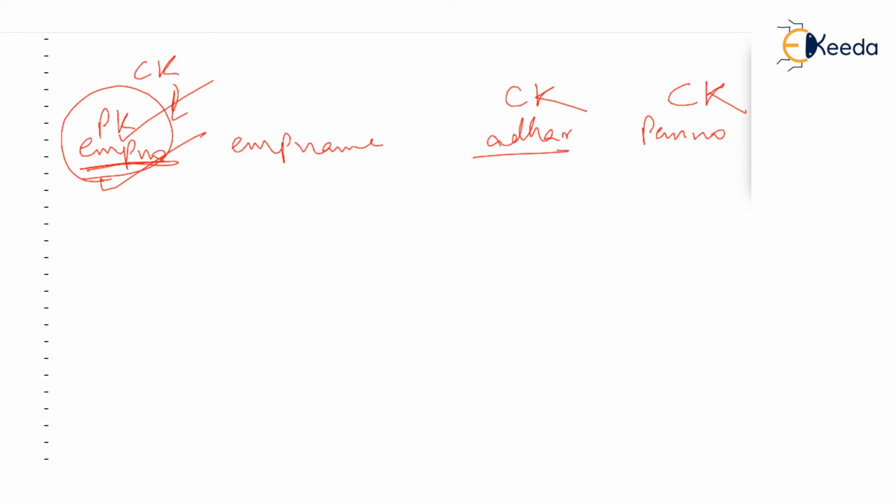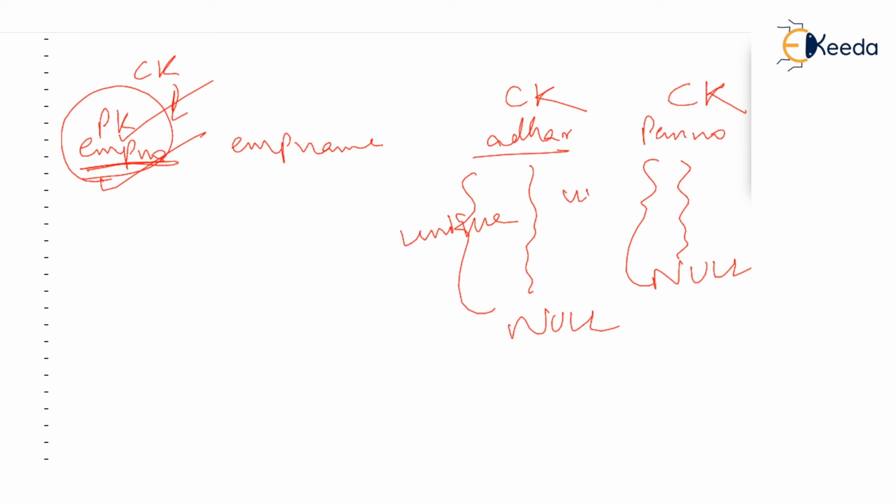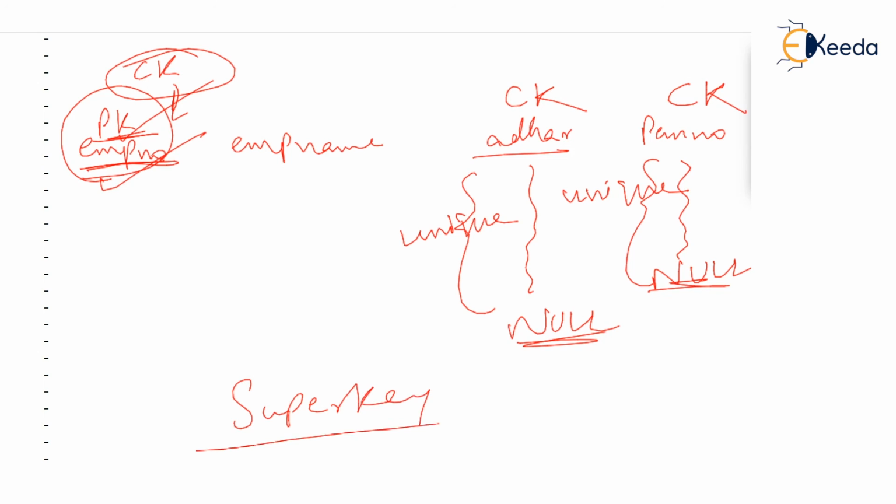But the problem with Aadhaar number is that it can be null. Problem with PAN card is it can be null. Both will be unique. Remember, both will have distinct values, but they can be null. So we have 3 candidate keys in this table. Primary key is also termed as candidate key. Don't forget that. In the next video, we will see what you mean by super key. Very interesting concept which is related to candidate key. Thank you very much.